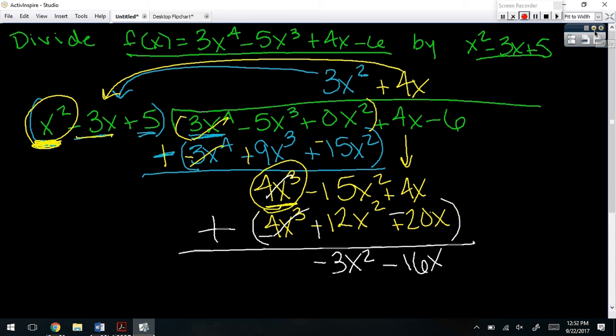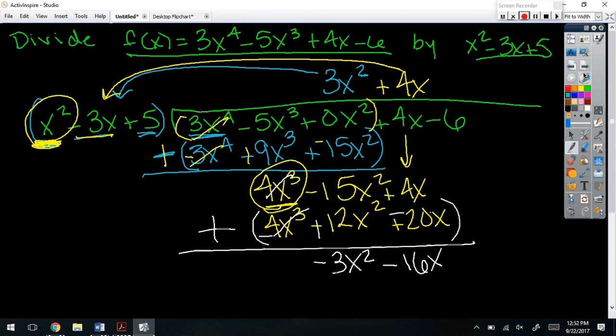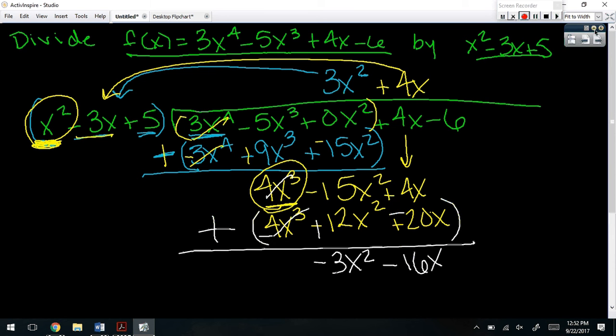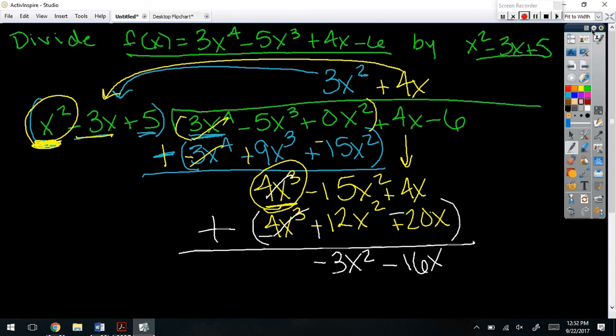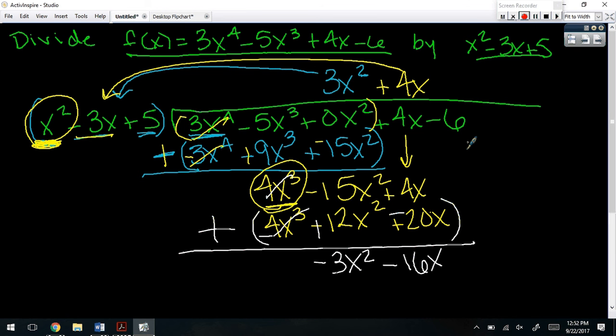I got another term to bring down. You want to be done real bad, don't you? We're not done yet. Bring down the 6. Negative 3x would be going into the... Wow, you are on this, Juliana.